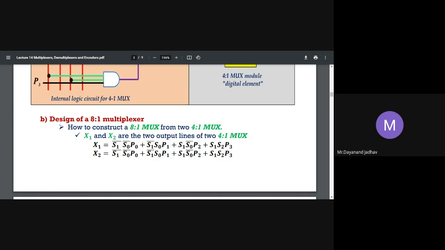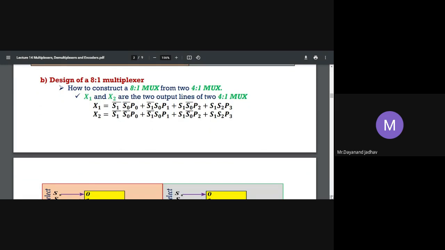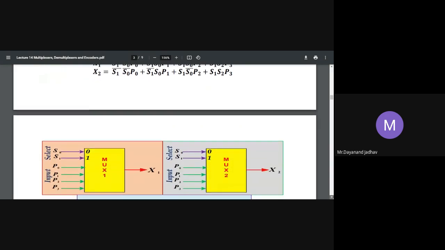P2 is selected in the output, here 1 1, P3 is selected in the output. Just like that, X2 and X1 are the two outputs which are considered for the 4 is to 1 mux. This is the first, X1, and this is the second. That is how we can implement first this by using logic gates, or this by using logic gates, and combine them together with the help of an OR gate.